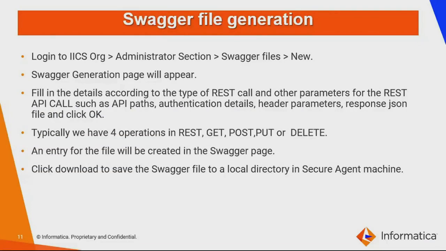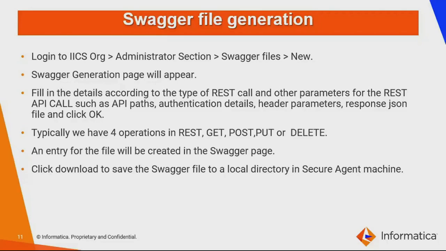An entry for the file will be created in the Swagger page, after which you can choose to download the Swagger file to a local directory in your secure agent machine. You can then provide the absolute path of this Swagger file that is placed in the agent server while creating the REST V2 connection in IICS.